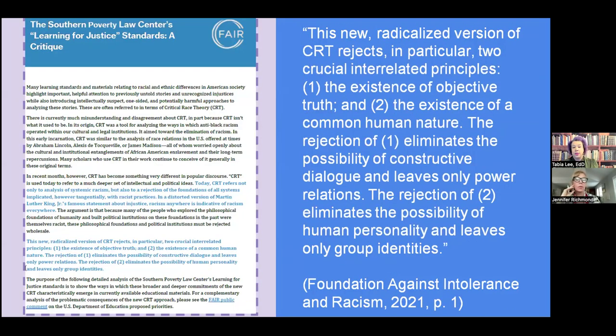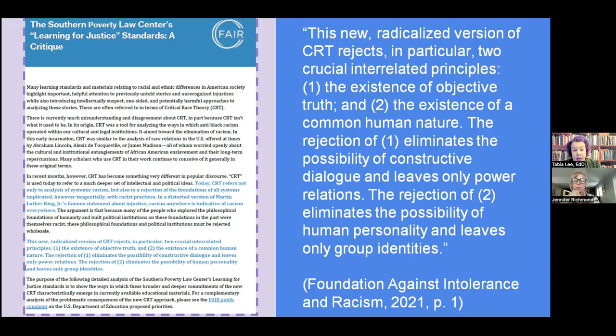Another group that raised some questions and concerns about these standards and about the teaching of social justice topics under these standards by the Southern Poverty Law Center is Foundation Against Intolerance and Racism. And as they note, this new radicalized version of CRT, critical race theory, rejects in particular two crucial interrelated principles. One, the existence of objective truth, and two, the existence of a common human nature.